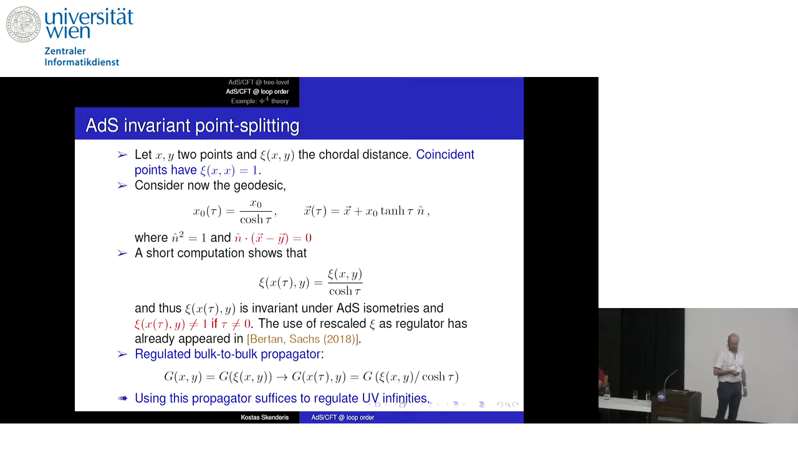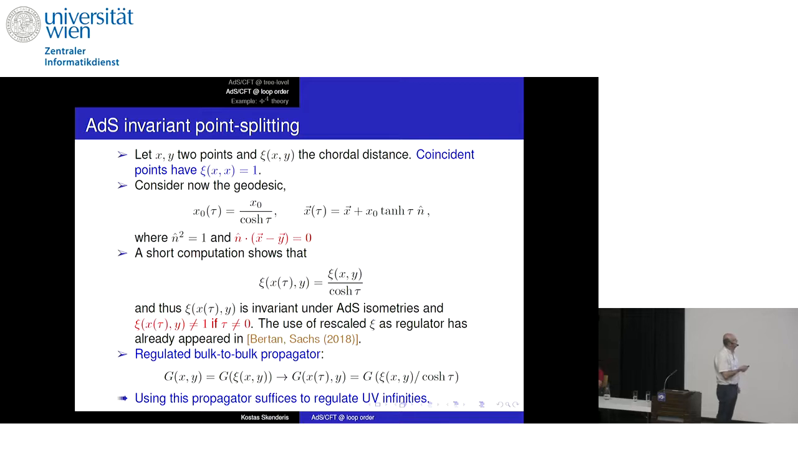And there were already a couple of very interesting papers from 2018, which were an inspiration for what we did here. But essentially, this AdS invariant regulator is an AdS invariant point splitting. Now, suppose you have 2 points x and y in AdS. I will call xi the coordinate distance. And now, in this coordinate, if the points are coincident, then xi is equal to 1. And now, given these 2 points, I will consider a very specific geodesic given over here.